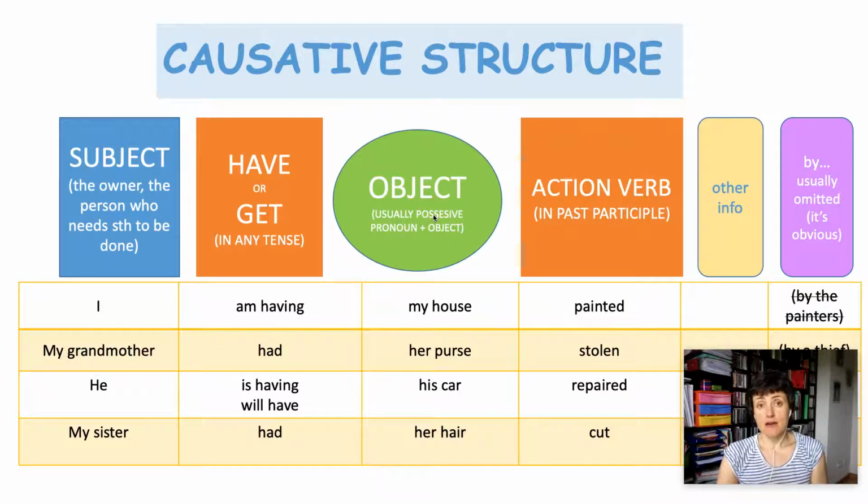Then sometimes we have extra information like, I had my house painted last summer. And then you could add the agent who does the action for you, by someone, by the professional. But usually we omit it because it's so obvious, right? I got my hair cut by my hairdresser. Of course. Unless it's something surprising, like I got my hair cut by my sister. That might be surprising. So in that case, you can add the agent.